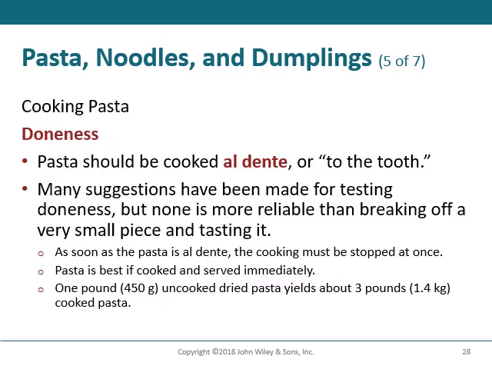Let's talk about cooking pasta. Pasta should be cooked al dente, or to the tooth. What does that mean? That means you have to bite through it. It's not so soft that it just mushes, but it shouldn't crunch. Somewhere in between mushy and crunchy is al dente.